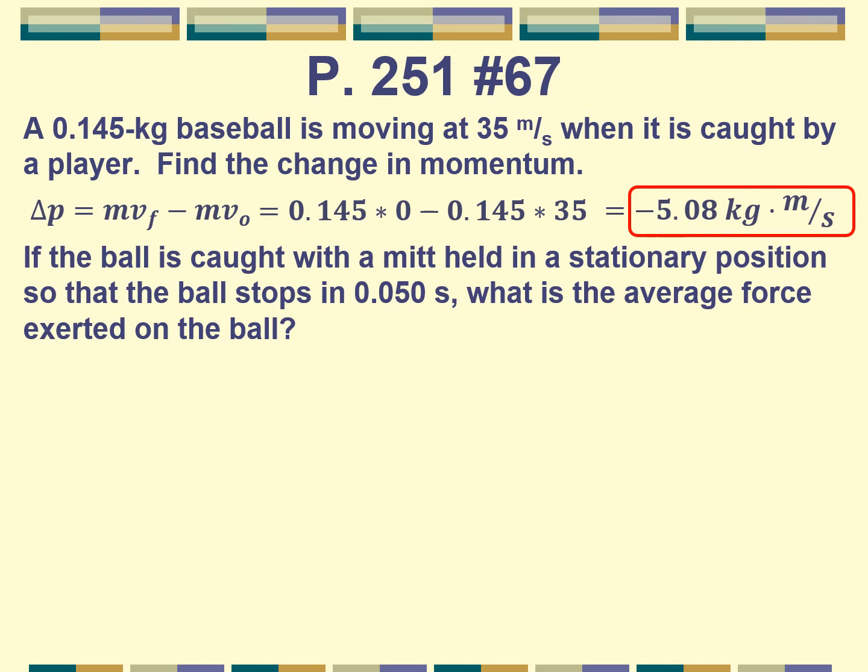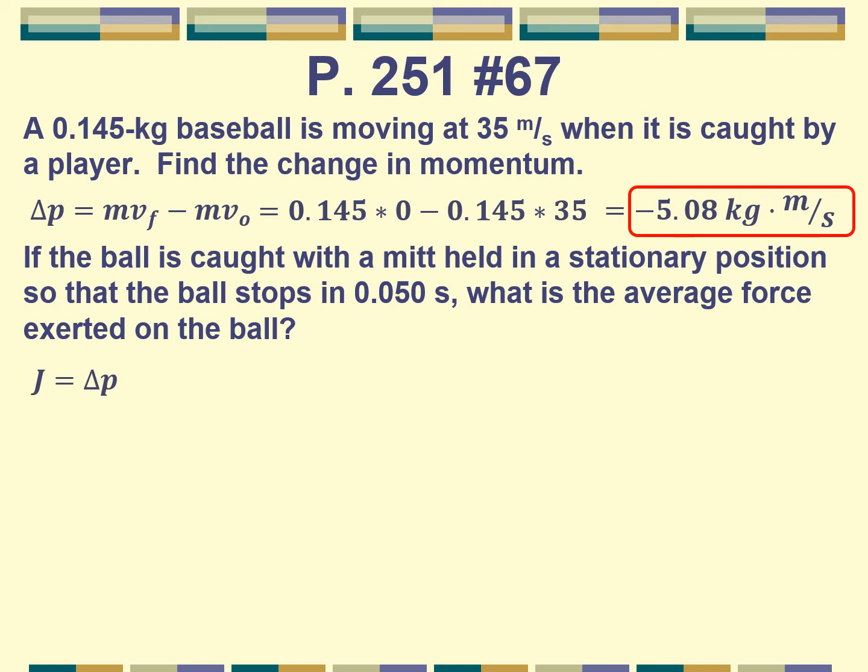The second part says if the ball is caught with a mitt held in a stationary position so that the ball stops in 0.050 seconds, what's the average force exerted on the ball? So this is the force that the mitt is exerting on the ball in order to stop it. So we got impulse is going to be equal to change in momentum. We already found the change in momentum.